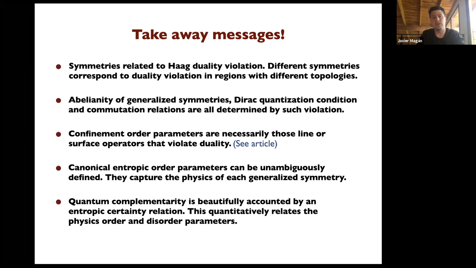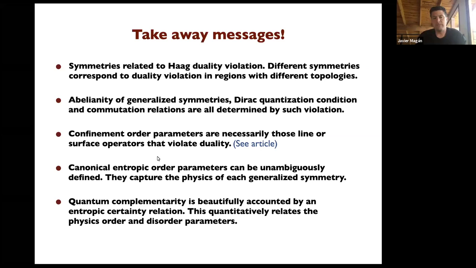Now, something that I could not explain in the interest of time was that the standard confinement order parameters are necessarily those line or surface operators that violate duality. Then we saw that this structure of the algebras suggests the canonical entropic order parameters that can be unambiguously defined. They are not affected by these lattice ambiguities, and they capture the physics of each generalized symmetry.